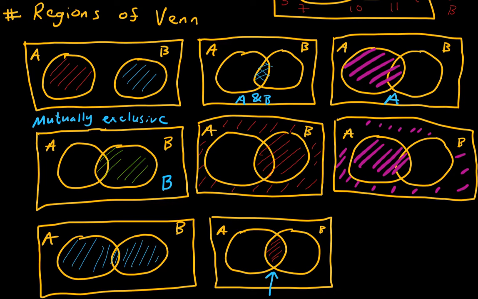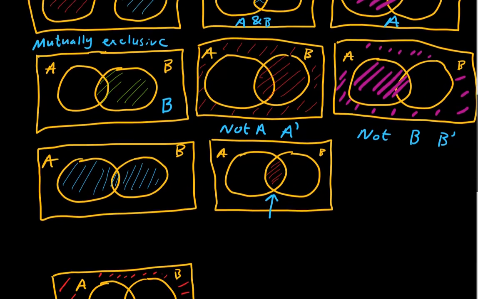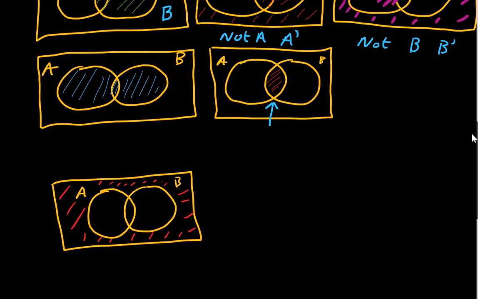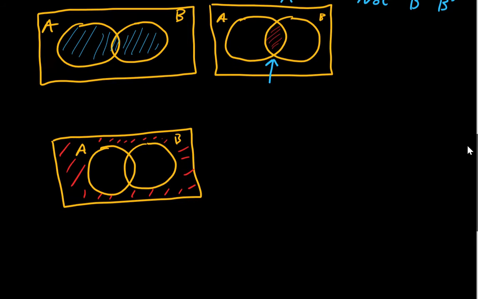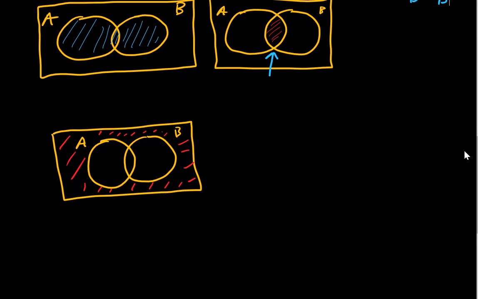This is not A, sometimes written as A prime. This is not B, sometimes written as B prime. I just want to have a closer look at these Venn diagrams here.